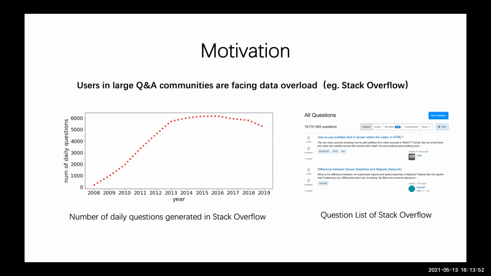As we can see from the left side picture, the number of daily questions has soared to about 6,000, as these questions are displayed in a question list. And we can see from the right side picture, this is how the question list looks like. And for community users, it takes time to find a proper question to answer.